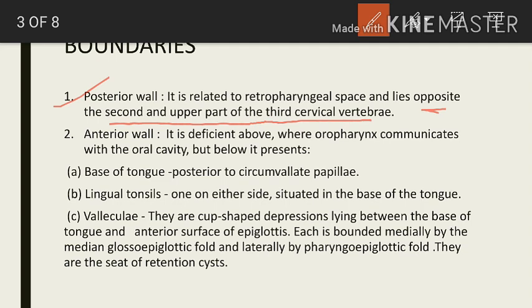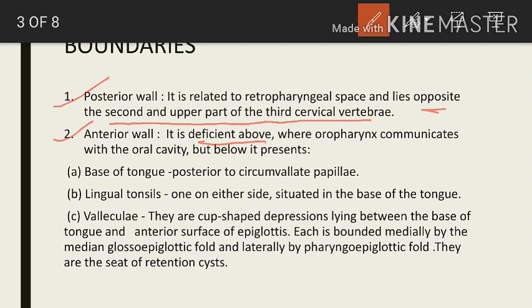Next is the anterior wall. Anterior wall is important here. Above, it has the oropharyngeal isthmus, as already mentioned, where the oropharynx communicates with the oral cavity, but below it has three main important parts.